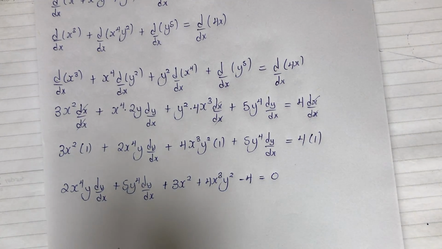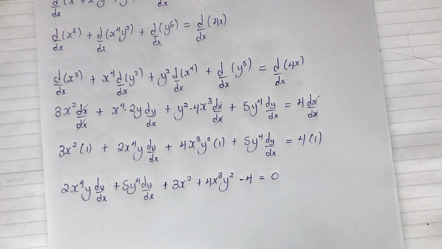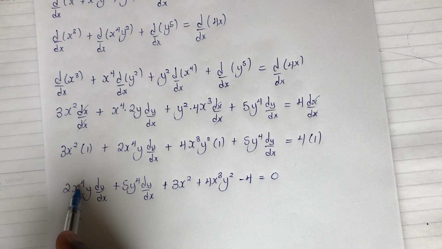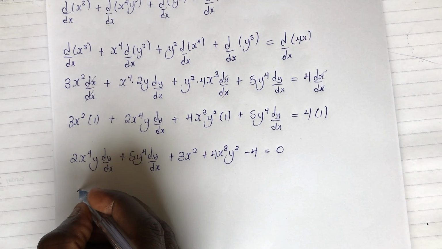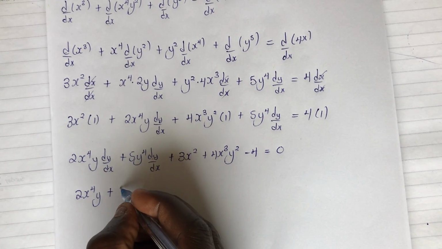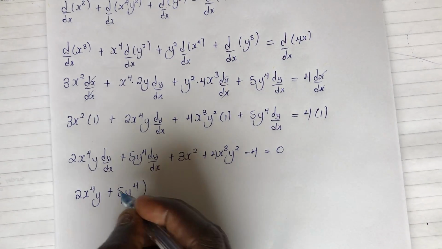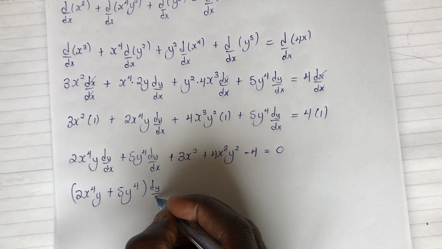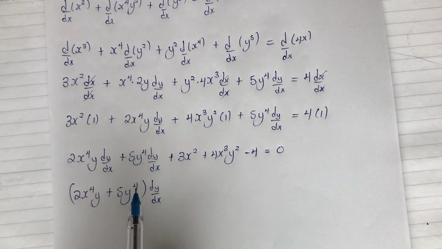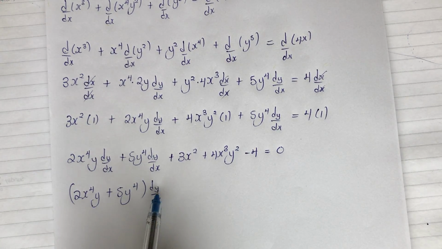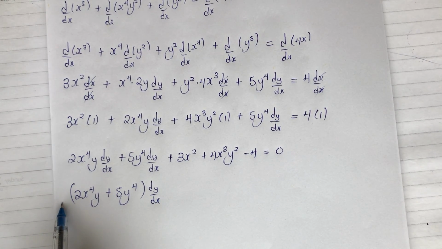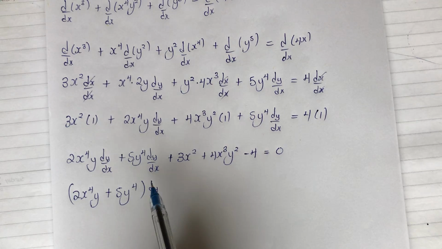Then the step said to factorize the dy dx out. So when I factorize dy dx out, I'll be left with 2x to the power 4 y plus 5y raised to the power 4. I'll put everything into a bracket, times dy dx. Now don't bring the dy dx here. Let's assume that everything here is the coefficients of the derivative term. So don't put the dy dx in front of the bracket; rather put it at the back of the bracket.